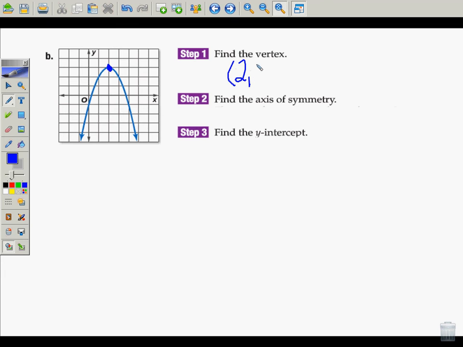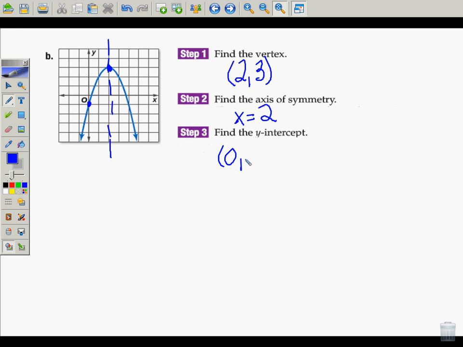The axis of symmetry, I don't even need to look at my graph because I already know it's going to be x equals whatever the x value of my vertex is, and that would be this line right here, x equals 2. And then to find the y-intercept, where does it cross the y-axis? I can see right there it crosses the y-axis, which would be at 0, negative 1.